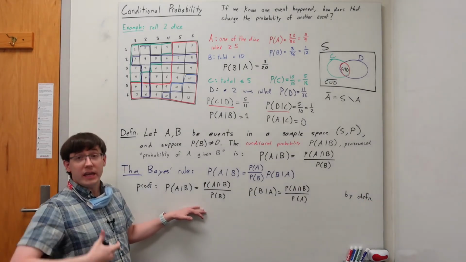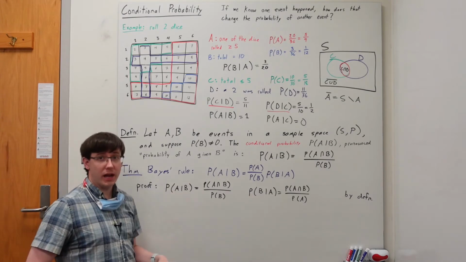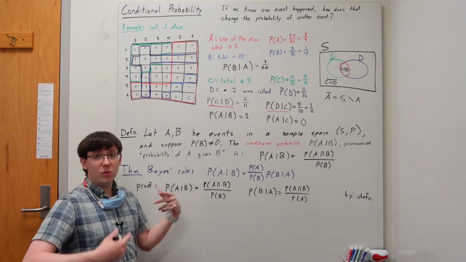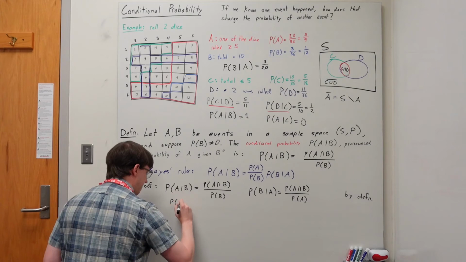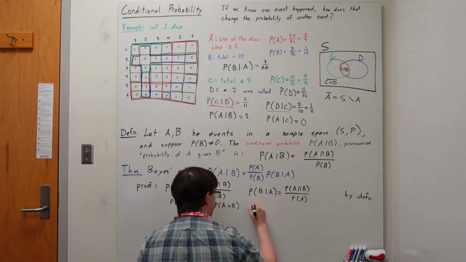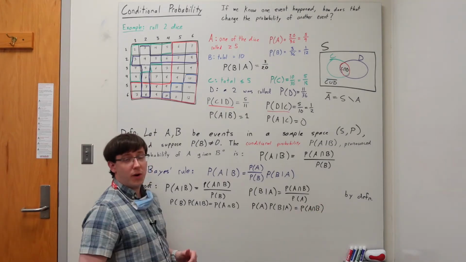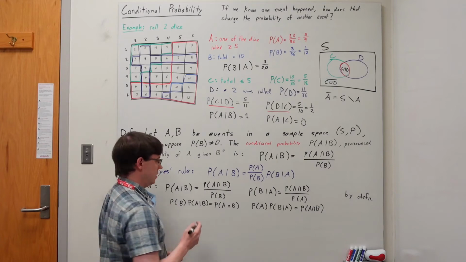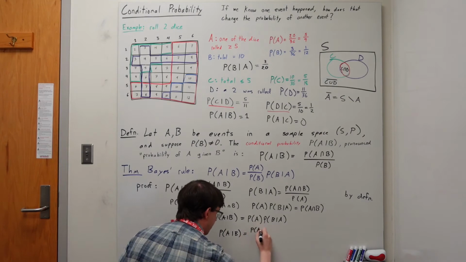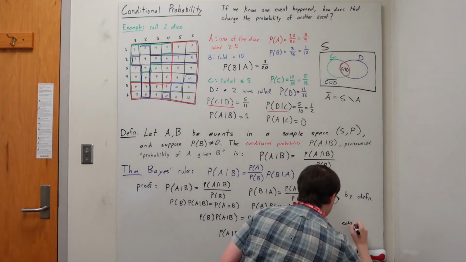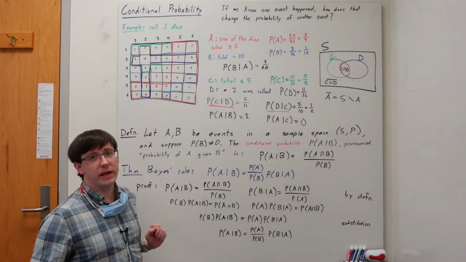We can start with the definition of our conditional probabilities A given B and B given A. And then in both cases, we can solve for the probability of the intersection. And now that we've solved for the probability of the intersection, we can substitute. And then when we solve for the probability of A given B, we get our formula.